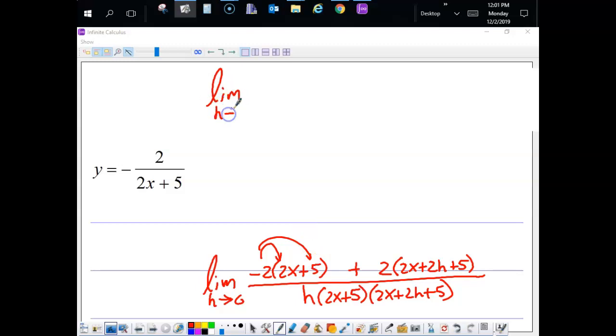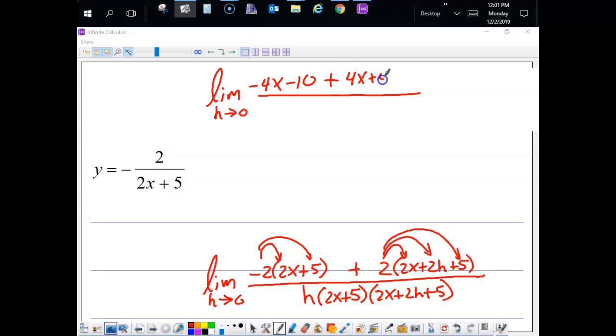Go for it. So if I distribute the -2, we get this -10 plus, and then distribute here as well. We get 4x plus 4h plus 10, and once again, we have some cancellations happening here like we always do. The bottom is going to stay the same pretty much.